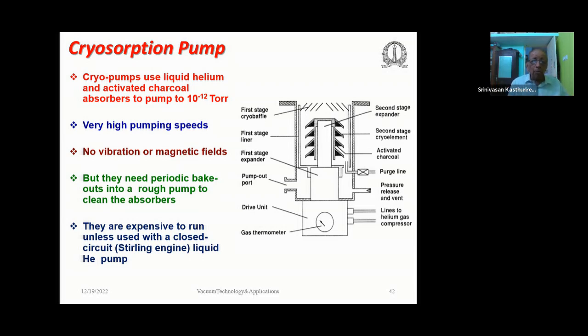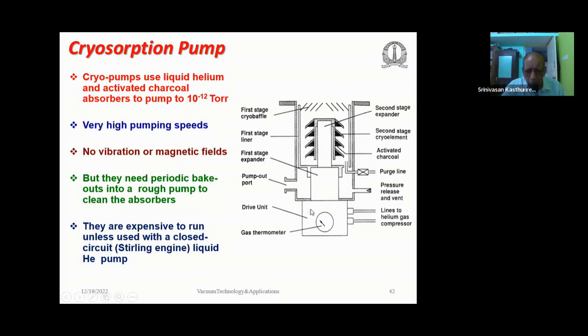Okay. Normally, if you want to use liquid helium, then it is pretty expensive. And therefore, what people do is they use what are called cryocoolers, or cryorefrigeration systems. And that cools helium, that cools a charcoal panel so that you can get cryosorption pumps. Now you see a typical cryosorption pump based on a cryocooler shown here.